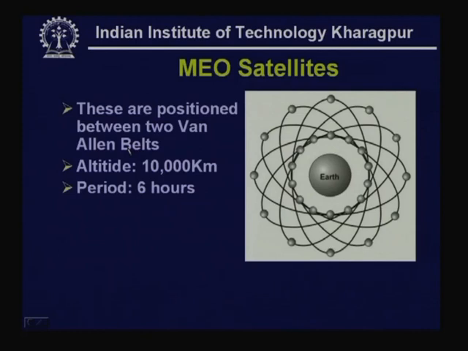Now, let us consider the MEO satellites. These MEO satellites are positioned between two Van Allen belts, as we have discussed, at a typical altitude of 10,000 kilometer and period is 6 hours, not minutes. As you can see, as the altitude is increasing, period is also increasing. So, 6 hours is the period for typical MEO satellites.